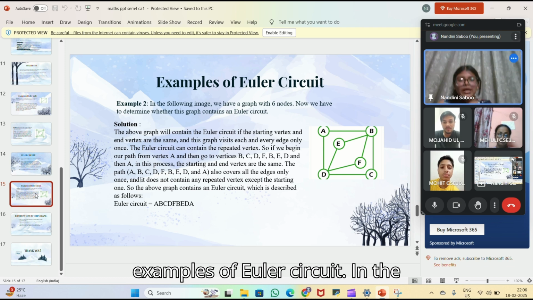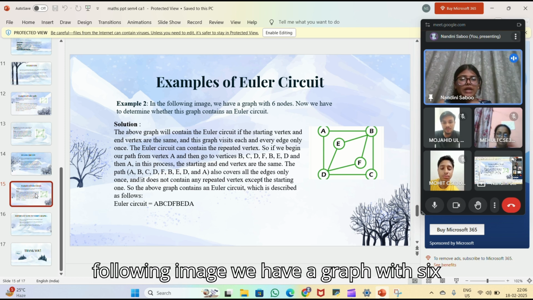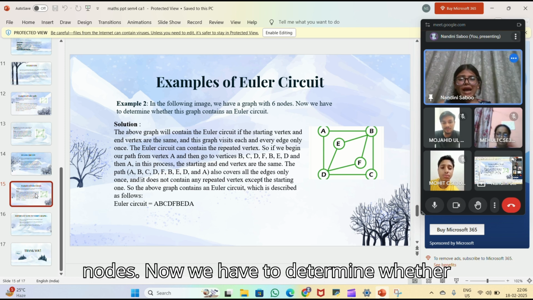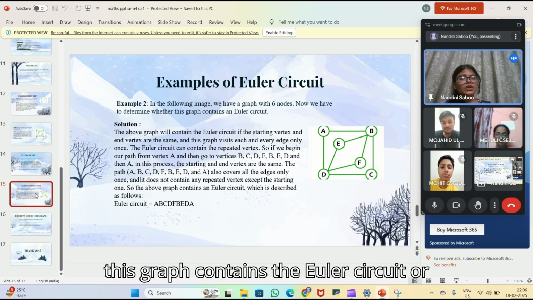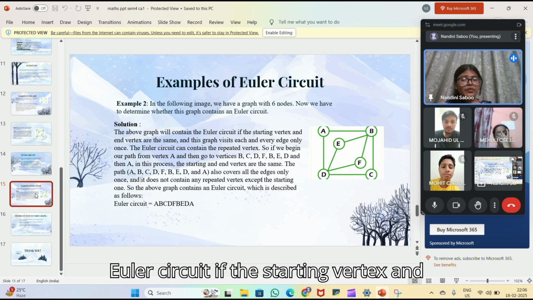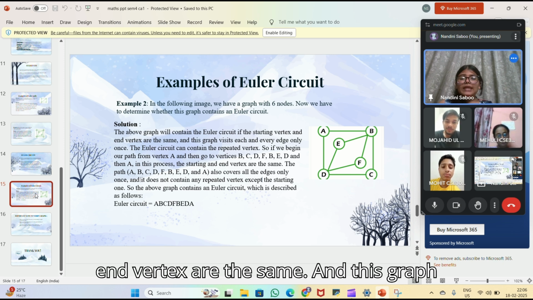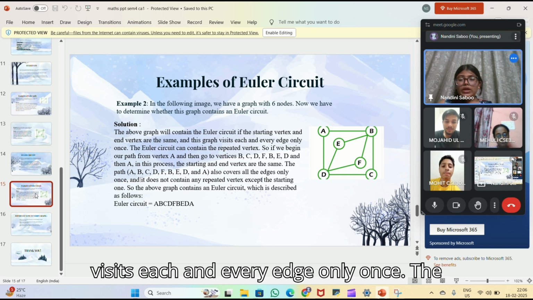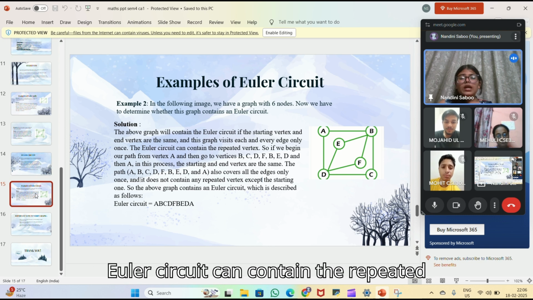Examples of Euler circuit. In the following image, we have a graph with 6 nodes. Now, we have to determine whether this graph contains the Euler circuit or not. The above graph will contain the Euler circuit if the starting vertex and end vertex are the same, and this graph visits each and every edge only once. The Euler circuit can contain repeated vertices.